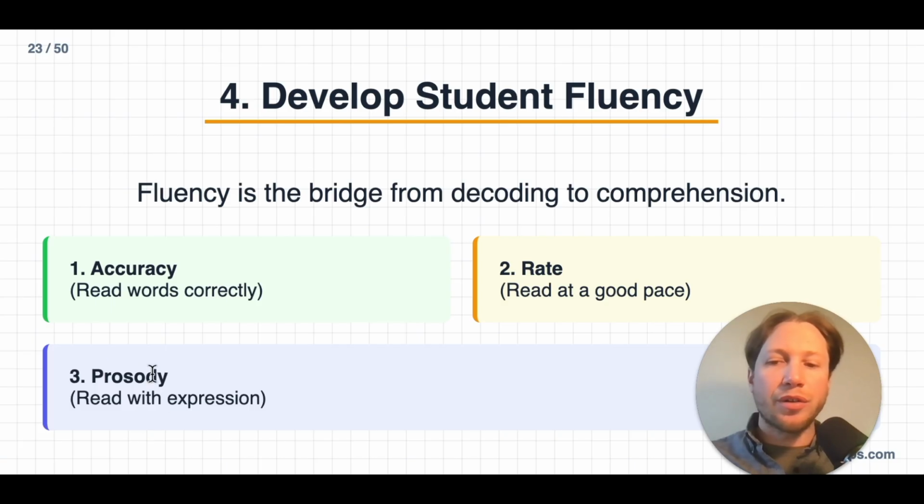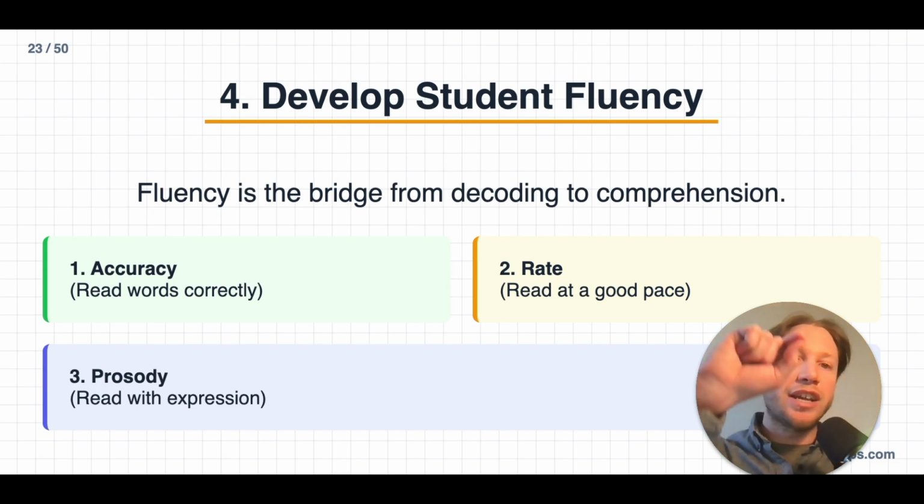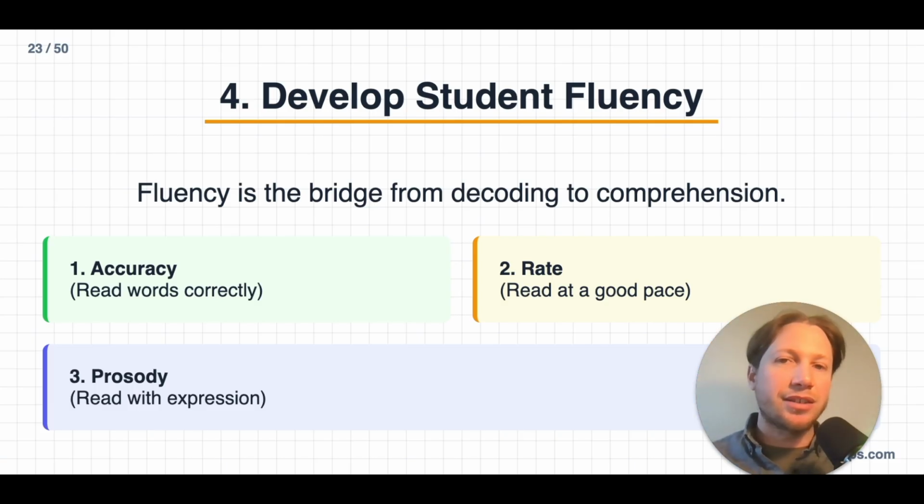And then the third part of fluency is prosody, and that's reading with expression. Another word is intonation, and that would mean that when a student comes across a comma, they make a short pause, whereas a period would be a full stop. And if there's a question mark, oftentimes our intonation rises at the end of a sentence that ends with a question mark.